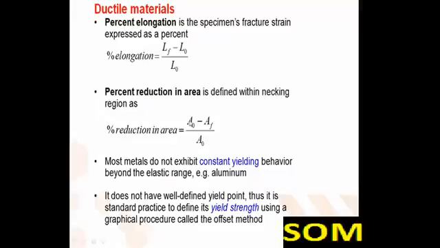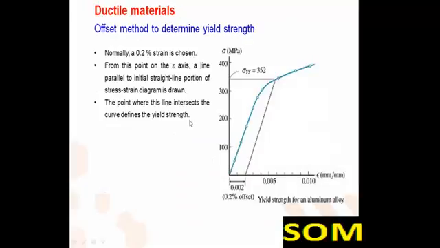Most metals do not exhibit constant yielding behavior beyond the elastic range, for example aluminium. It does not have a well-defined yield point. The standard practice is to find the yield strength using a graphical procedure called the offset method. Aluminium does not have a yield point and yet undergoes large strain after the proportional limit.